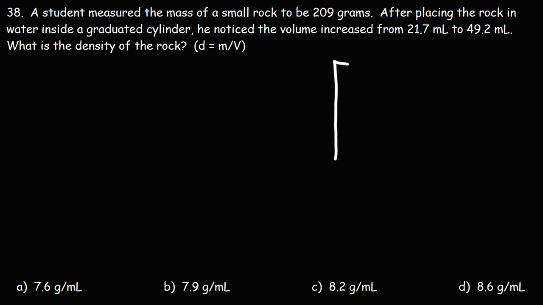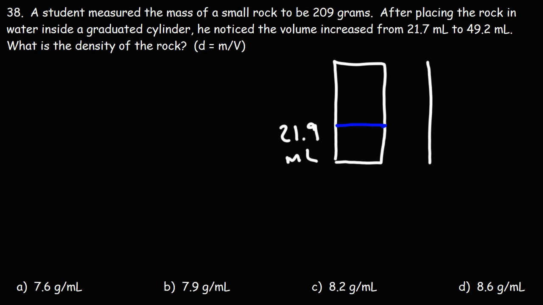So let's say this is the graduated cylinder, and there's water inside initially. And the amount of water that he measures is a volume of 21.9. Now, in the same graduated cylinder, he puts the rock inside. So let's say that's the rock.